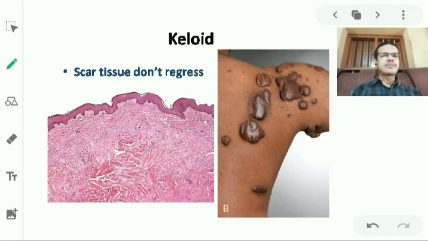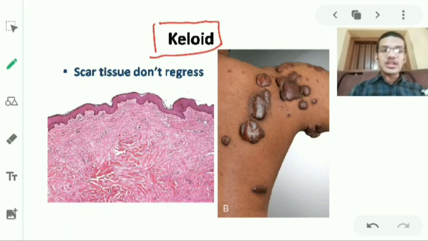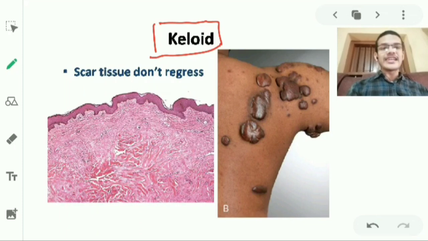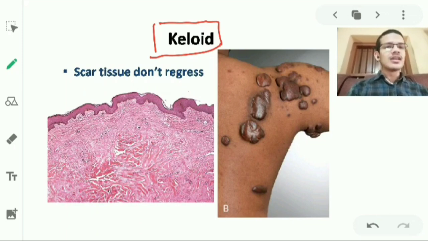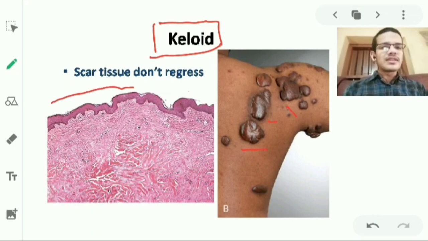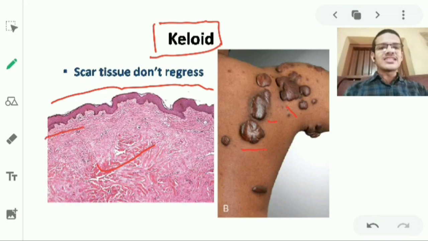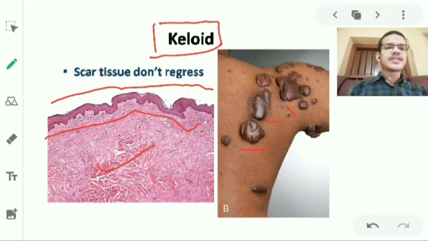Then it produces something known as a keloid, where again after an injury, repair takes place and scarring takes place, but the scarring is so much and it does not regress after a few months like the hypertrophic scar. That is known as a keloid. You can see the appearance of a keloid and the microscopic appearance. You can see the dense deposition of connective tissue and the thickened epithelium in this diagram.